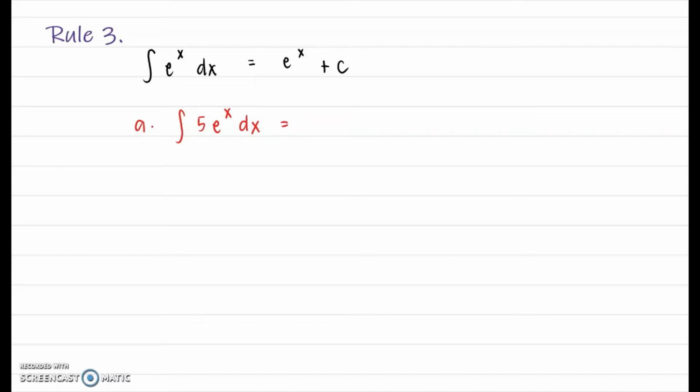Following our property 1, that would be 5 times the integral of e raised to x with respect to x. The integral of e raised to x is just equal to e raised to x, so 5 times e raised to x plus c. Multiply, that would be 5e raised to x plus c, and that's our final answer.